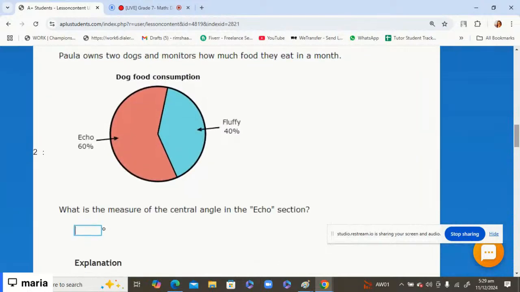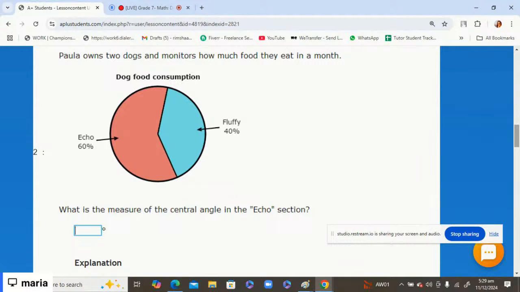Paula owns two dogs and monitors how much food they eat in a month. Dog food consumption: Eco 60% and Fluffy 40%. What is the measure of the central angle in the Eco section? This is 60%. So how can we find it out? We follow the same procedure: 60% of 360, because the full circle is 360.